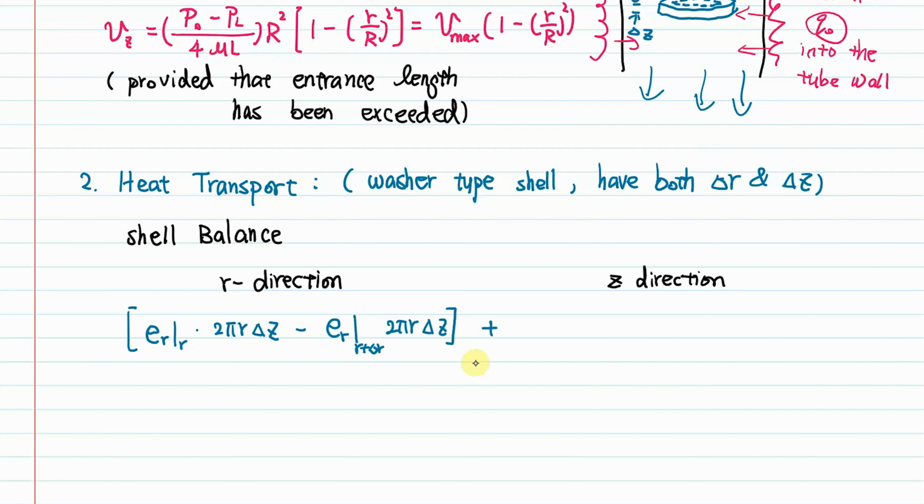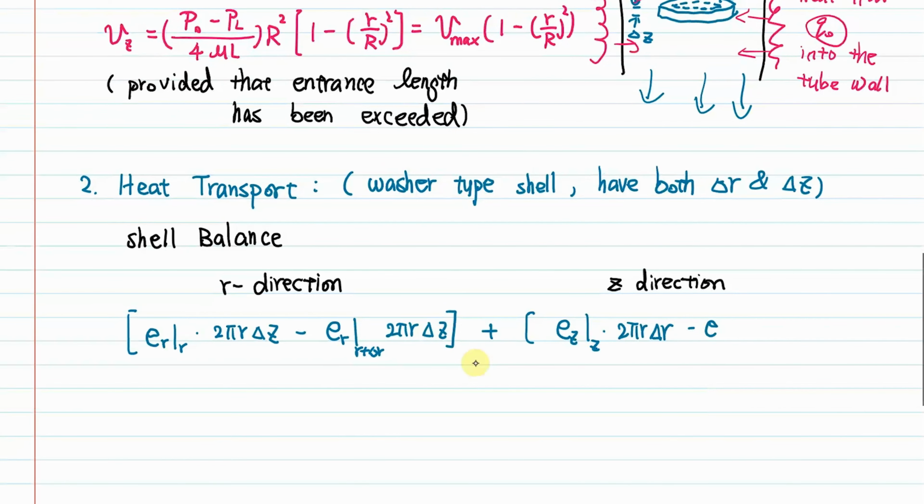What we have here is, again, the combined energy flux vector in the Z direction times the cross-sectional area, which is 2 pi r delta r, minus E Z at Z plus delta Z, 2 pi r delta r.